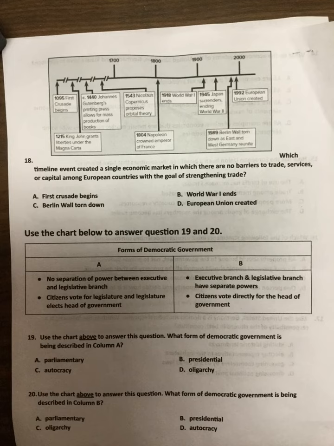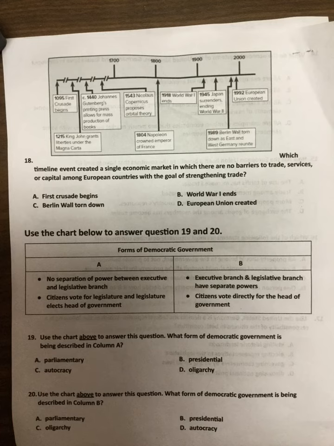Questions 19 and 20, use the chart below to answer the questions. Forms of democratic government. Question number 19. Use the chart above to answer the question. What form of democratic government is being described in column A? Column A states, no separation of power between executive and legislative branch, and citizens vote for legislature, and legislature elects a head of government.